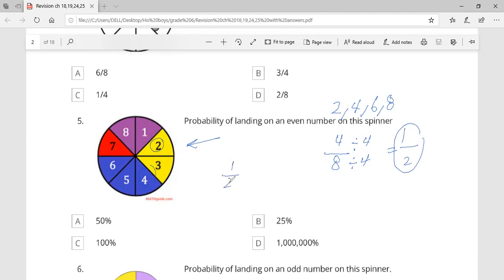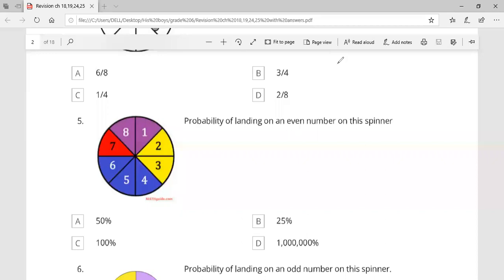But here in our choices, we can't find 1 out of 2. He wants us to convert it to a percent. So multiply by 100 to get the percent. 100 multiplied by 1 divided by 2, we get 50%. Why do I multiply by 100? Because he wants the probability as a percent. As a percent, I multiply by 100, we get 50%, and so on.